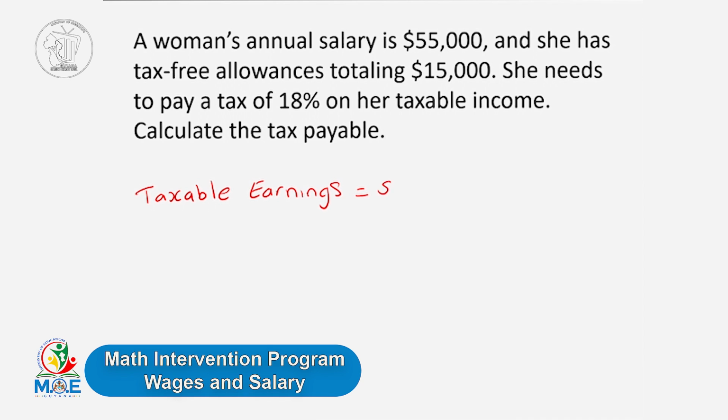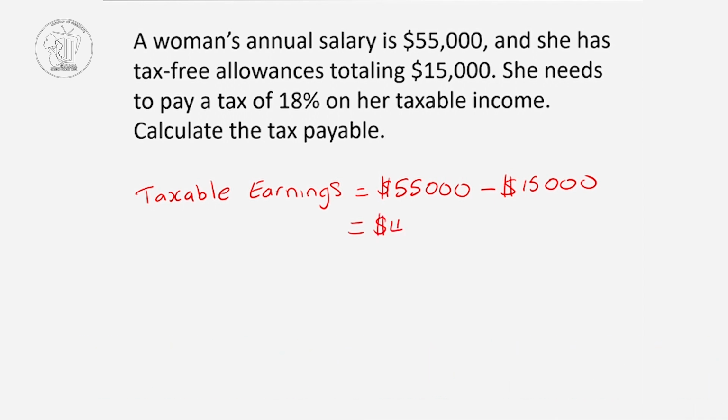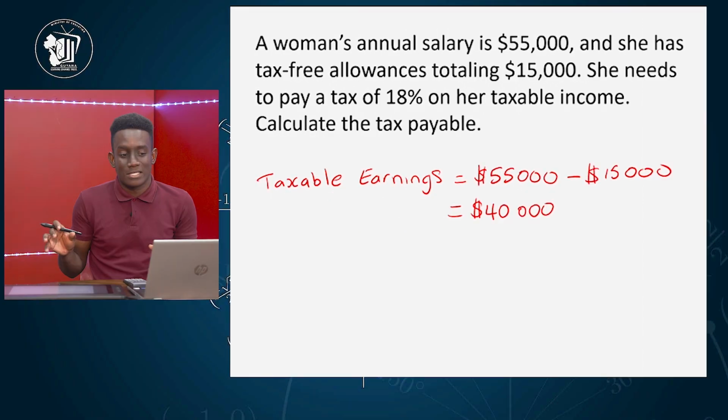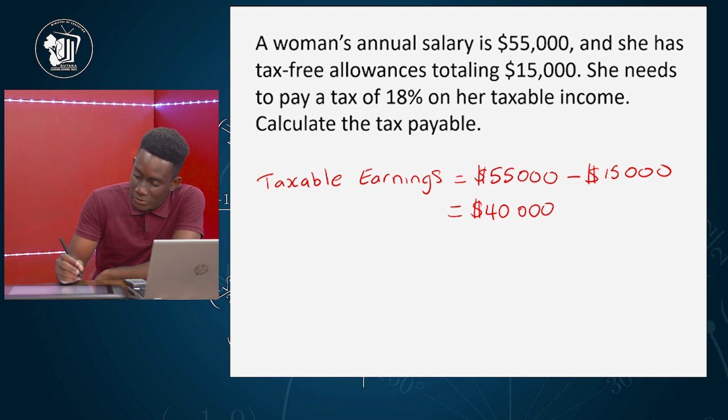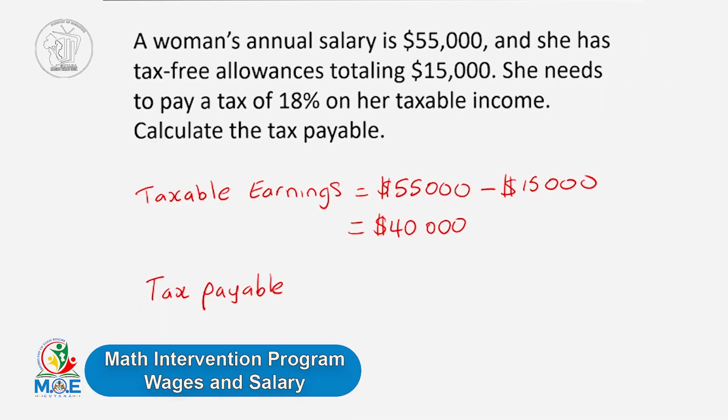So this would be $55,000 subtract $15,000. This will give us $40,000. So the $40,000 can be taxed. Now let's calculate how much tax she has to pay. So the tax pay will be 18%. So we know it's 18 over 100 multiplied by the 40,000.